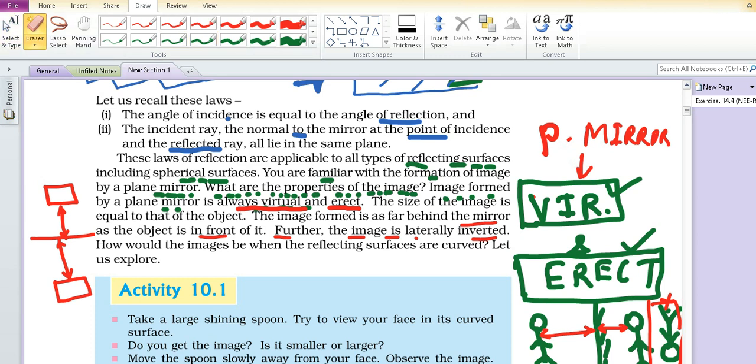This is called laterally inverted. ये हम लोग आगे एक्सप्लेन करेंगे. How would the image be when the reflecting surfaces are curved? तो इमेज किस प्रकार का होगा जब सरफेस कर्व होगा, ये हम लोग आगे पढ़ेंगे. ठीक है, नेक्स्ट लेक्चर में हम लोग यह पढ़ेंगे. थैंक यू.